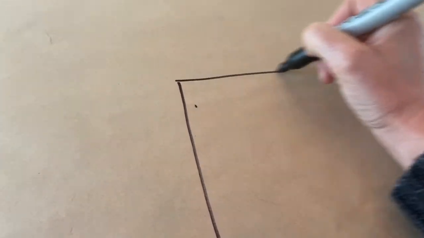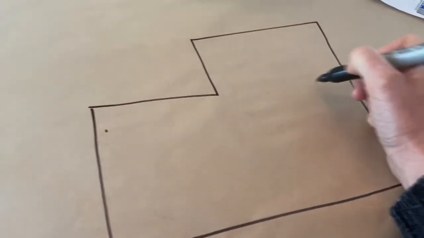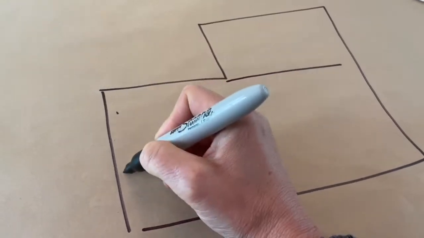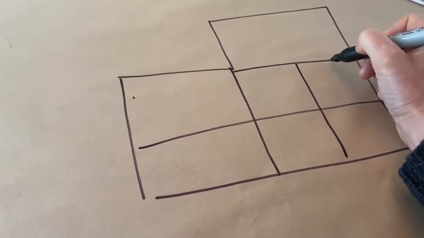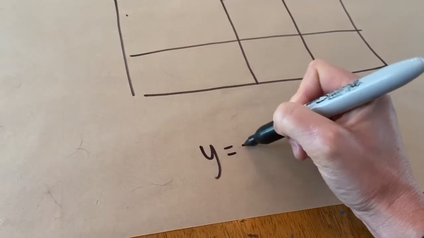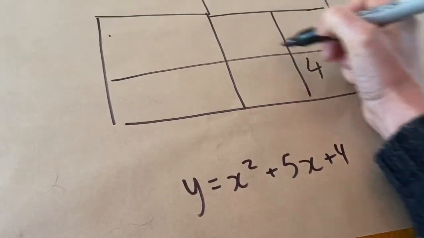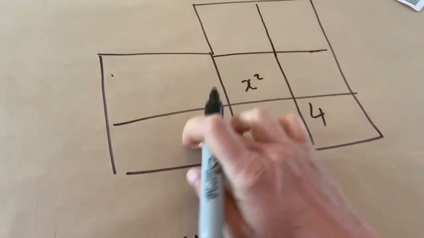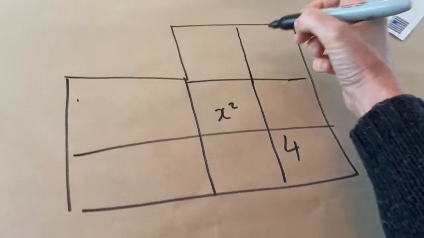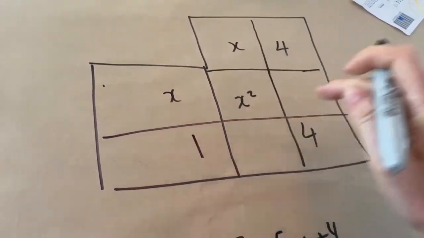Okay, so I'm going to go down my table and try one more time. There must be something else you can use to multiply together to give you 4. Can you think of 2 other numbers that when I multiply them, I get 4? So I'm going to write down the equation. Y is equal to x squared plus 5x plus 4. Okay, I need a 4 here. I need an x squared. We know that 2 times 2 did not work. Oh, let's try this. How about 4 times 1?